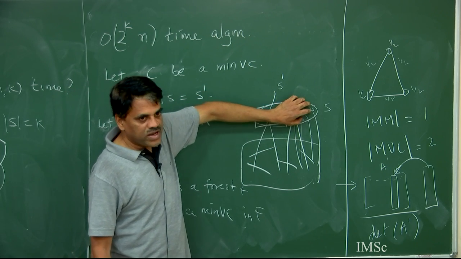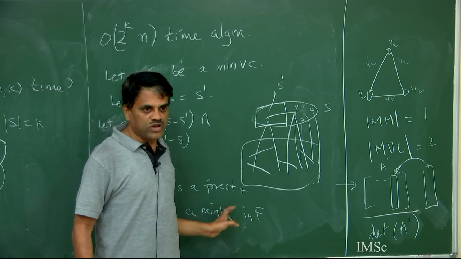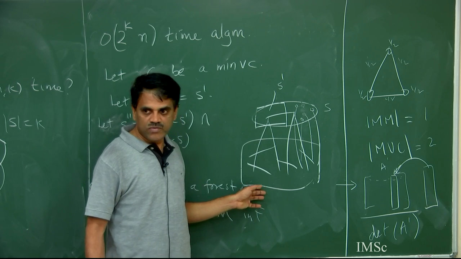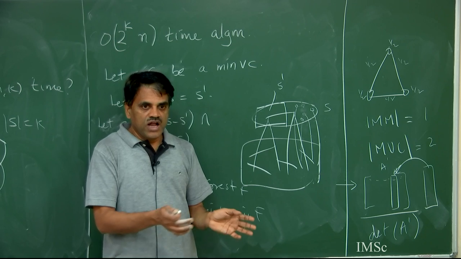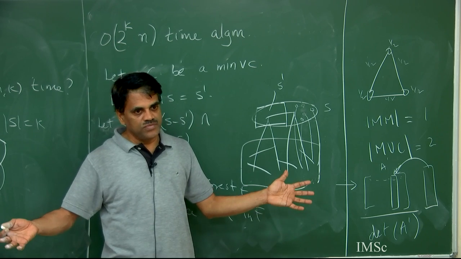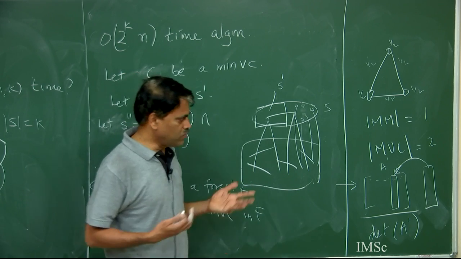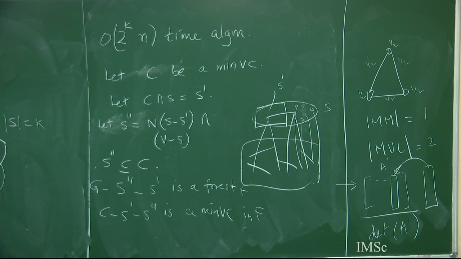And if this is independent, I have to pick their neighbors into my solution. Then what is left is a forest, so find its minimum vertex cover. So S prime union that minimum vertex cover of the forest is a vertex cover of the original graph. Try over all possible S primes and pick the minimum, and that's a minimum vertex cover. And how much time does it take? Let me write the algorithm. Let's carefully analyze the algorithm and then get done.